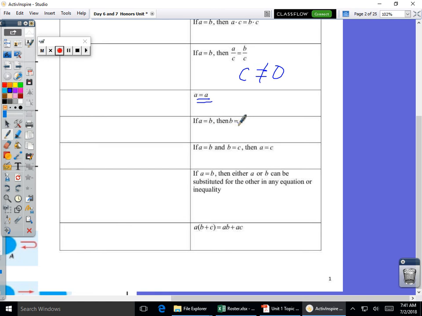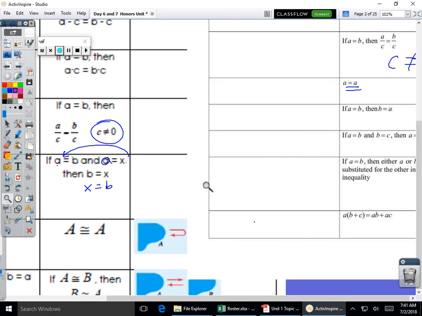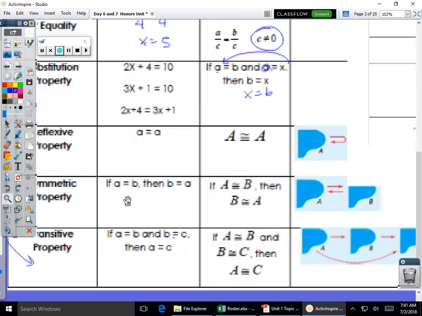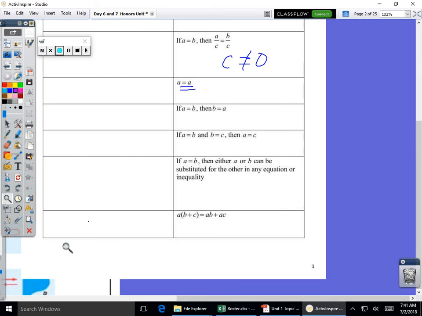What did we say that was called? A equals B, then B equals A is called symmetric. Okay, so you guys have symmetric property. A equals B, B equals C, then A equals C. That's substitution or transitive.